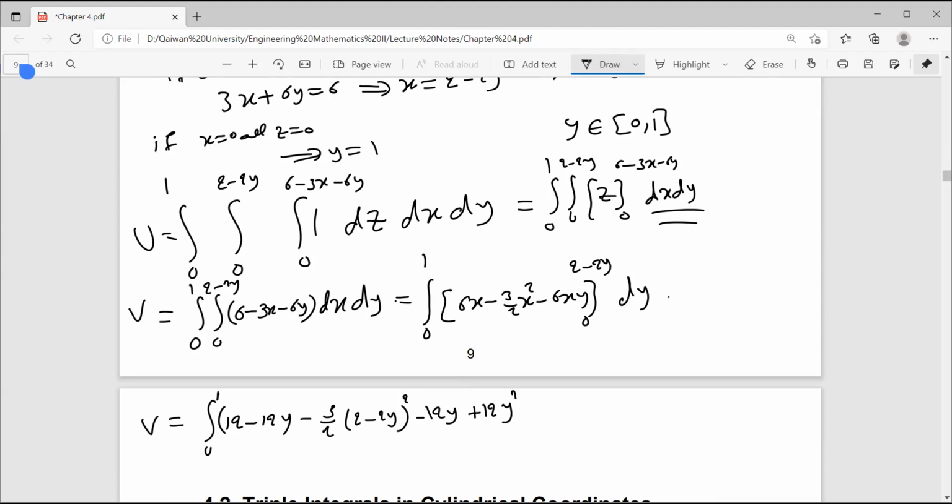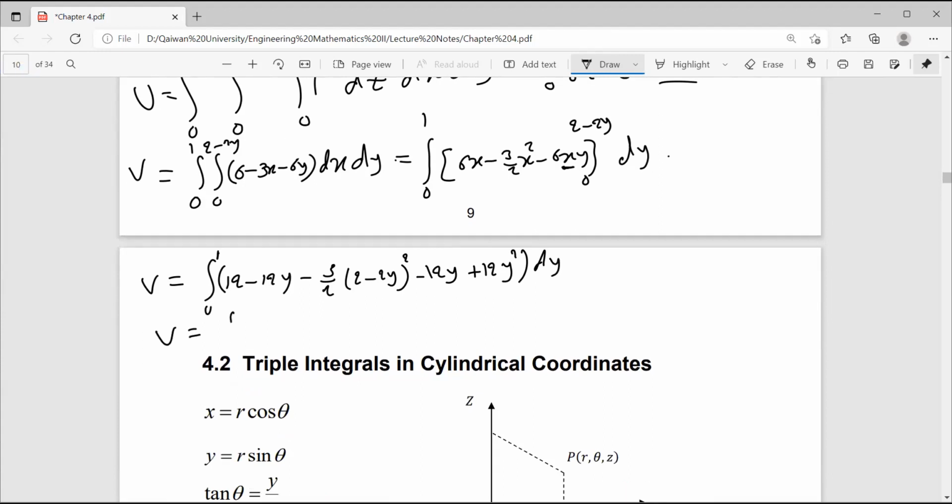Because here we replace x by 2 minus 2y. We have y multiplying by 6 is 12. Here, minus 12y, so these two are going to be added. This is dx, so dy. Now we simplify: V equals the integration from 0 to 1 of 12 minus 12y, minus 12y is minus 24y, minus 3 over 2 times 2 minus 2y squared, plus 12y squared, dy.